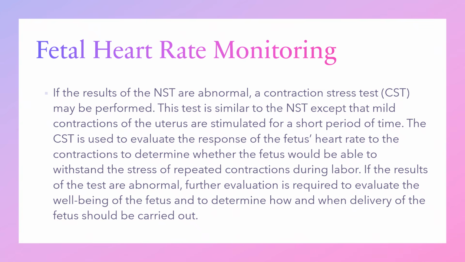If the results of the NST are abnormal, a contraction stress test may be performed. This test is similar to the NST except that mild contractions of the uterus are stimulated for a short period of time. This is used to evaluate the response of the baby's heart rate to the contractions to determine whether the baby would be able to withstand the stress of repeated contractions during labor. If the results of the test are abnormal, further evaluation is required to evaluate the well-being of the baby and determine how and when delivery of the baby should be carried out.